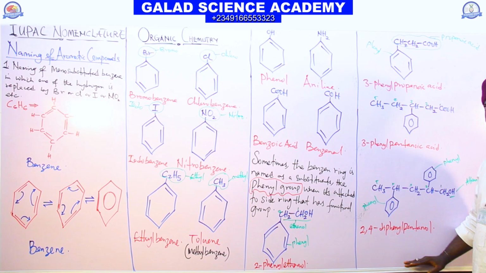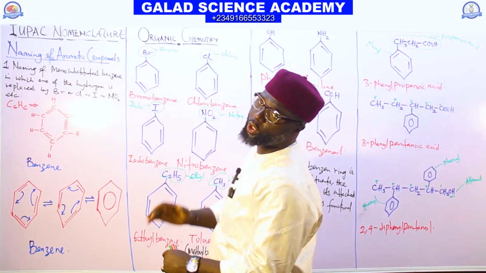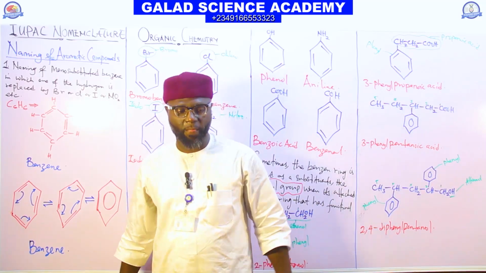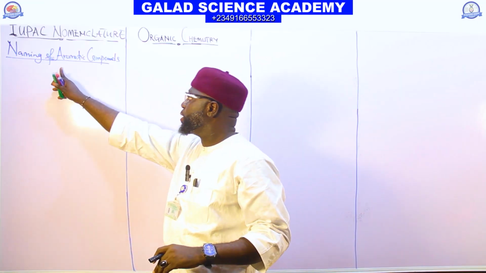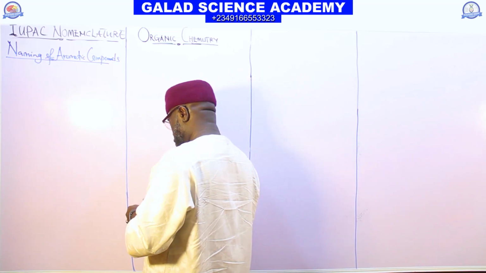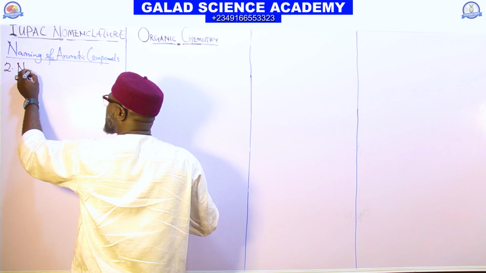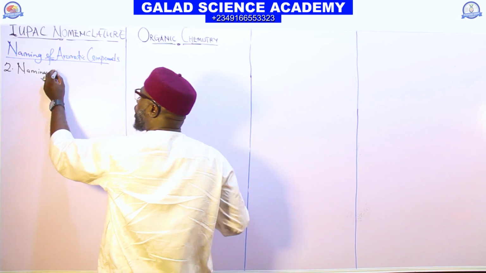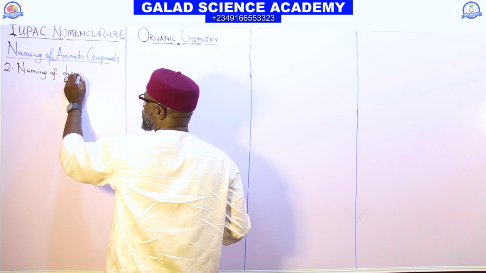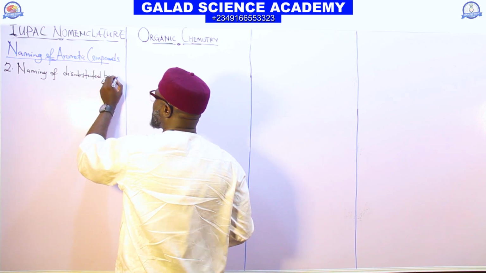This is how it can exist. The next one is the naming of disubstituted benzene, in which two hydrogens will be replaced. The second phase for naming of aromatic compounds is the naming of disubstituted benzene.